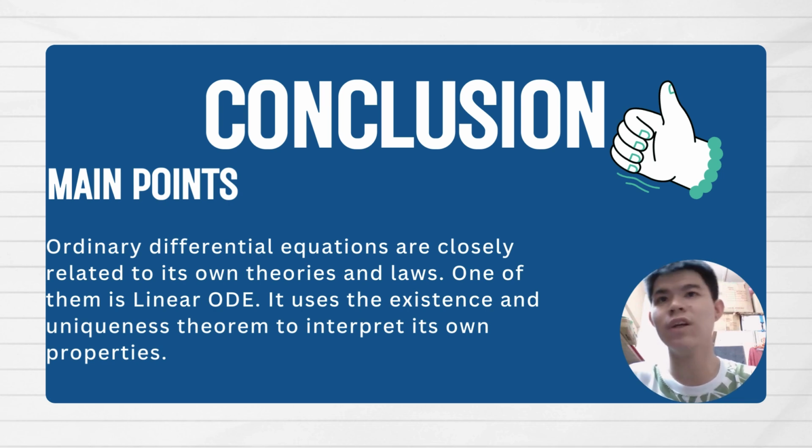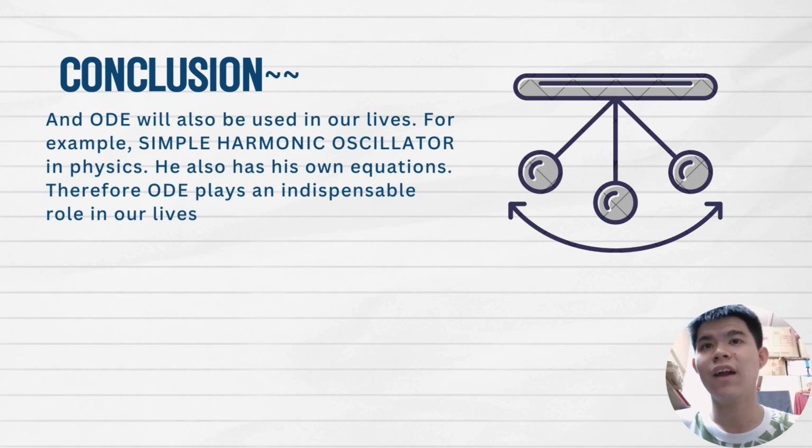In conclusion, our main point is that ordinary differential equations are closely related to their own theories and laws. For example, the superposition principle, the reduction of order method, and lastly the existence and uniqueness theorem. For linear ODEs, we use the existence and uniqueness theorem to interpret their properties. And ODEs are also used in our life. For example, the simple harmonic oscillator in physics also has its own equation during its movement, and therefore ODEs play an indispensable role in our life.